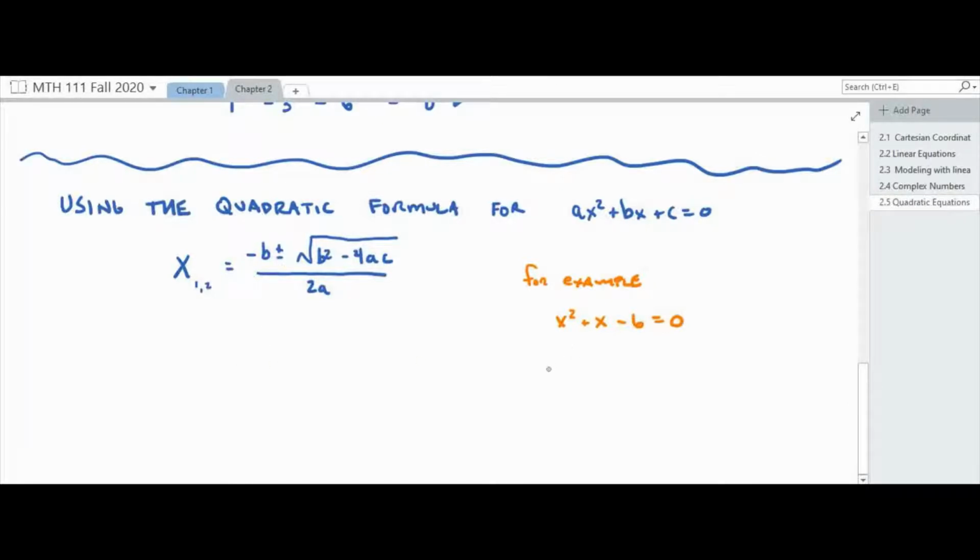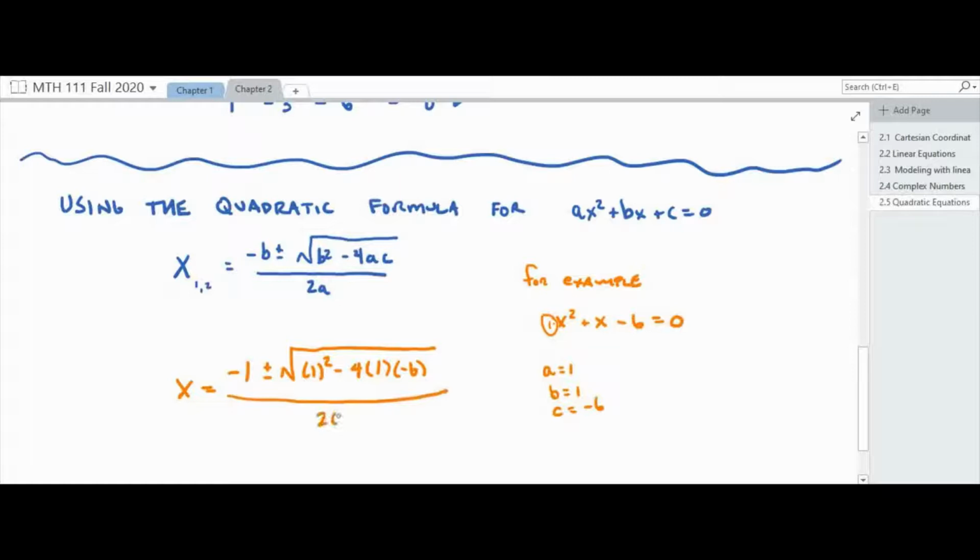So in this equation, a equals 1. It's 1 times x squared here. b equals 1, 1 times x here, and c equals minus 6. So our relationship then is minus b, minus 1, plus or minus the square root of b squared, or 1 squared, minus 4 times a, which is 1, and c, which is minus 6, and then the whole numerator here divided by 2 times 1, or 2.